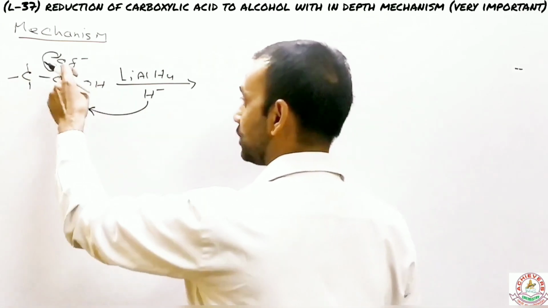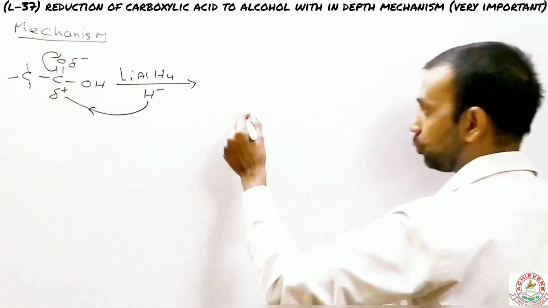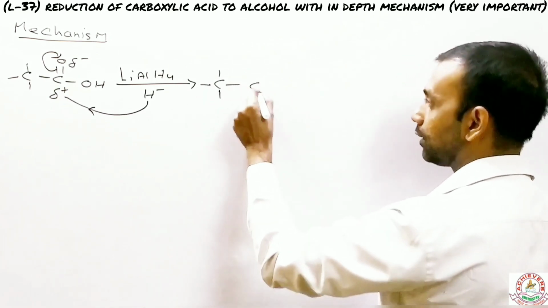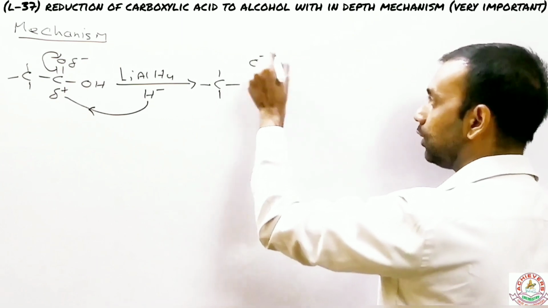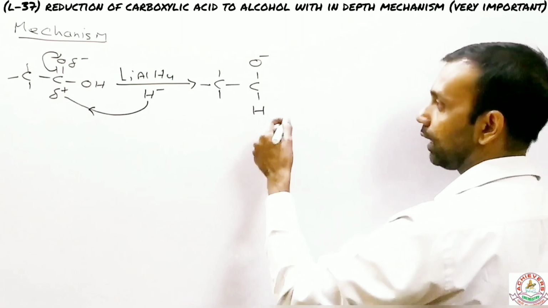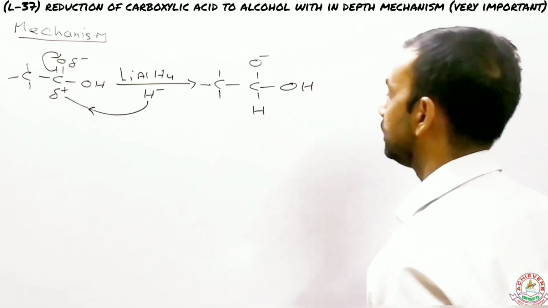So in that case, this will convert into a single bond and hydrogen will attach itself to the carbon. So what you get here is this product. You get carbon, single bond, oxygen with the negative charge, and then you get a hydrogen right here. Now it's a hydrogen, and along with that you have OH. So this is what happened in the first step.